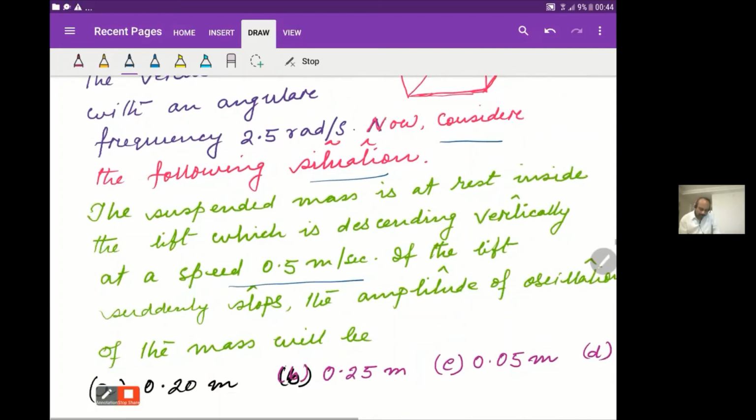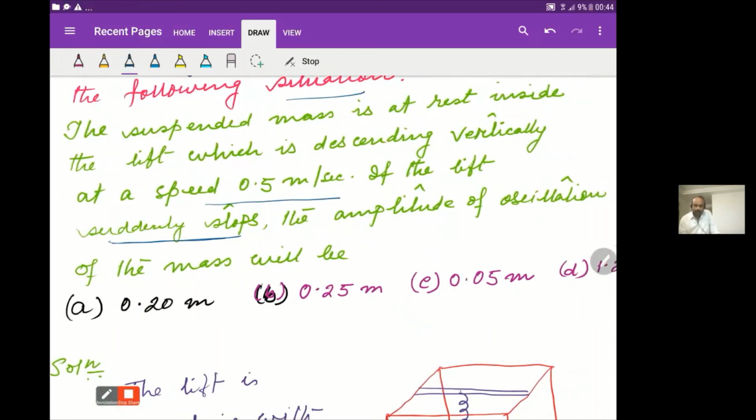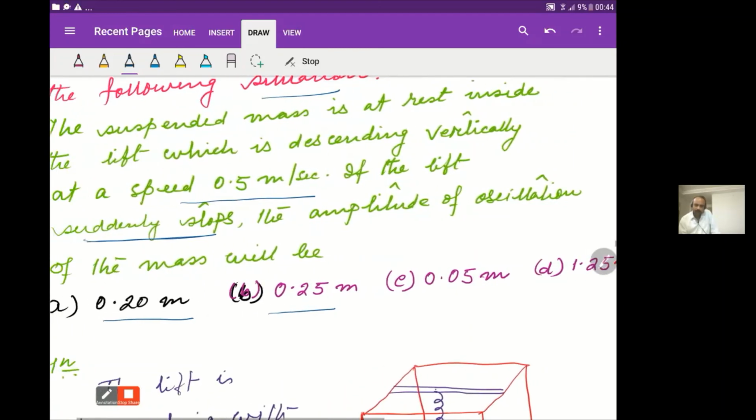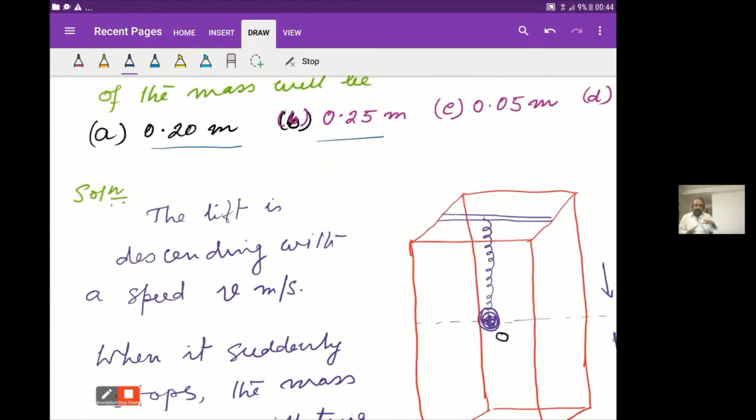If the lift suddenly stops, the amplitude of oscillation of the mass will be. 4 options are given. 0.20, 0.25, 0.05, and 1.25 meter. Which one is the correct? So the problem says when the lift stops, the mass is oscillating. So when the lift is descending with a speed say v meter per second, the entire system is moving.